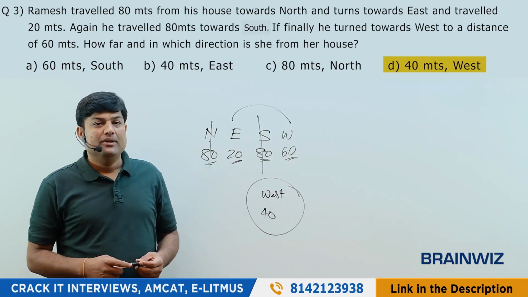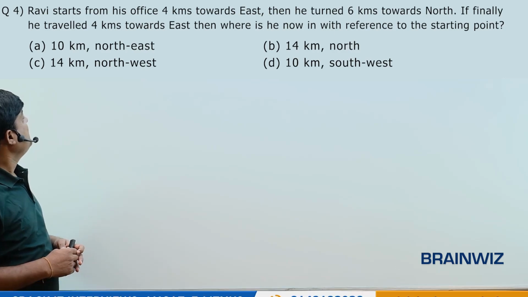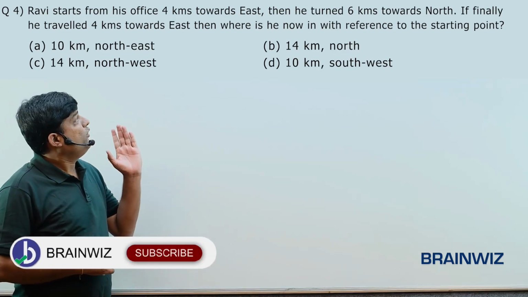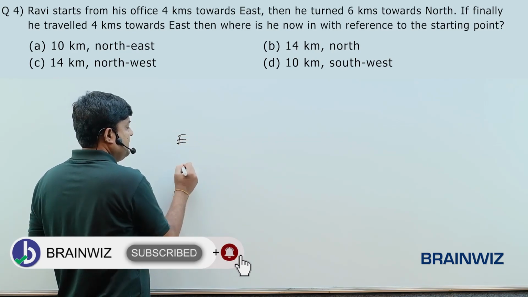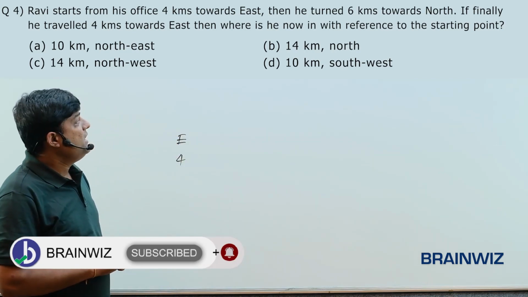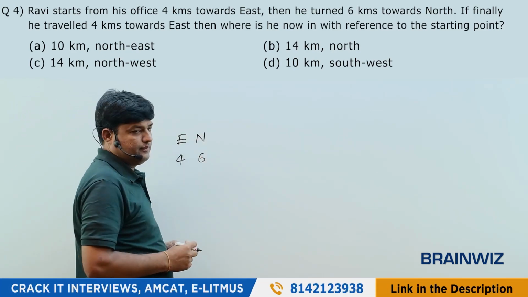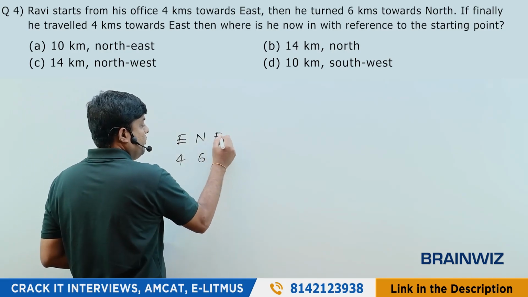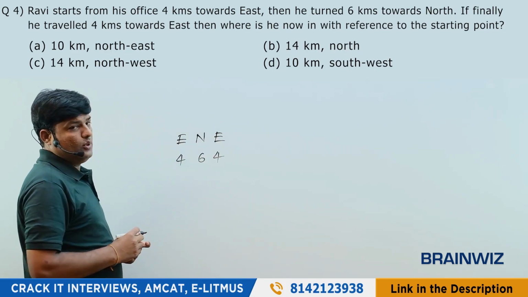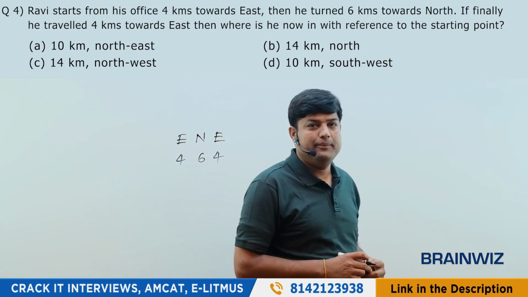Now let's go for the next question. Let's see this question here. Ravi started from his office 4 kilometers towards the east. Again, he turned towards the north 6 kilometers. And finally, he traveled towards the east, which is 4 kilometers. Over, the question is over. He's asking how far and in which direction from the starting point.